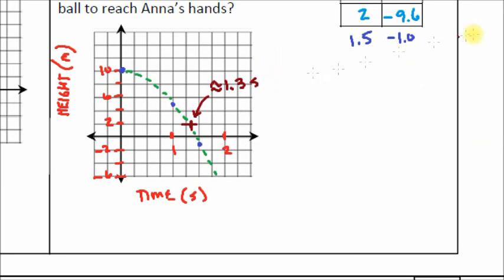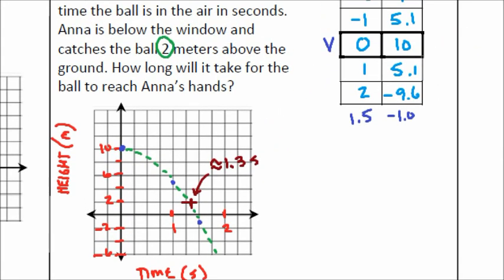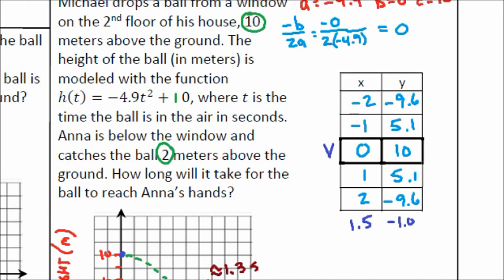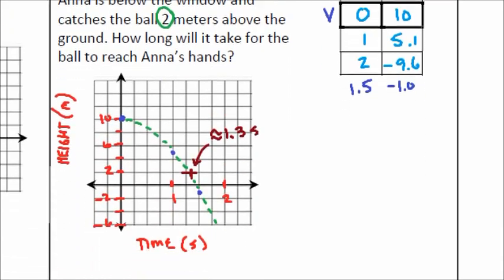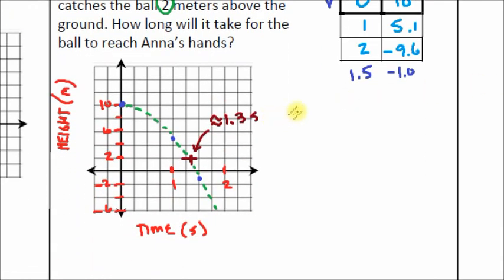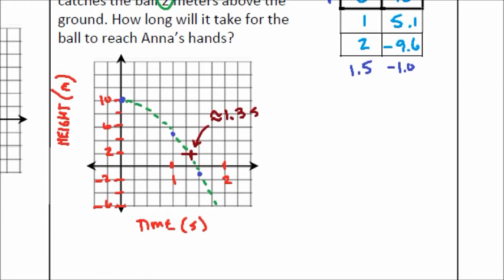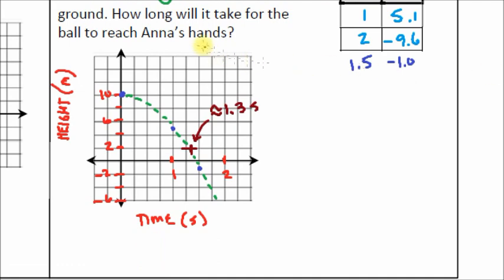Alright, now just to show you this, you can actually test your estimate to see how close it is. Let's go ahead and take our equation and teach you guys how to do this. You can take our equation now and let's plug in 1.3. If we end up with a value that's close to 2, that means that's an accurate estimate of how long it takes the ball to be 2 meters above the ground, which is where Anna is catching it. So let's go ahead and try that.